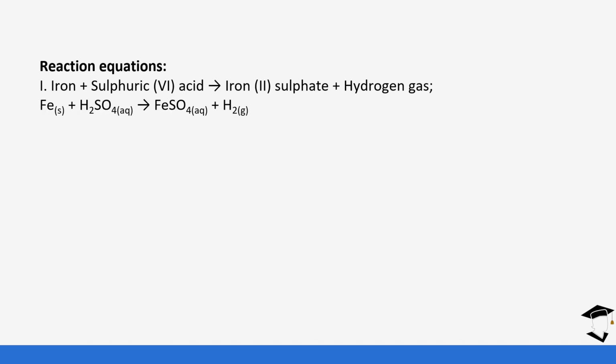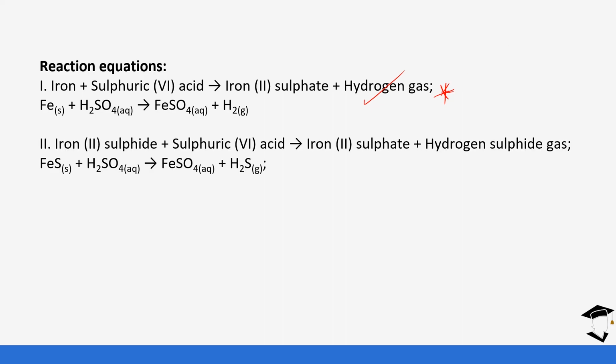For example, if we react iron with sulfuric 6 acid, it's going to form iron 2 sulfate and hydrogen gas. But this is not the only reaction that is going to happen. Also, the impurities in the iron are going to react with sulfuric 6 acid. And you see this iron sulfide, which is one of the impurities, reacts with sulfuric 6 acid to form iron 2 sulfate and hydrogen sulfide. This is the one that is causing the foul smell.